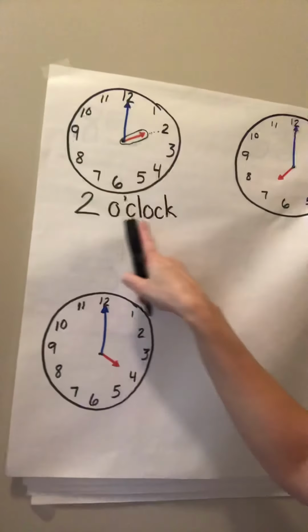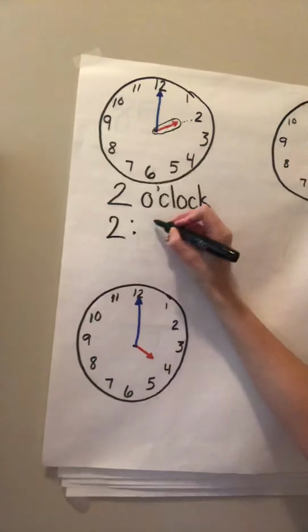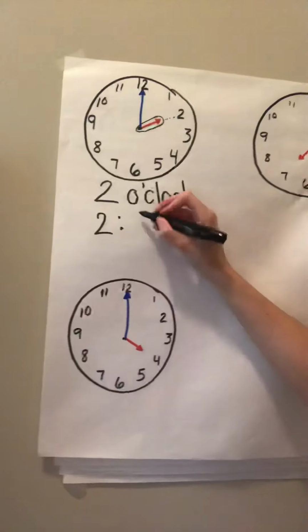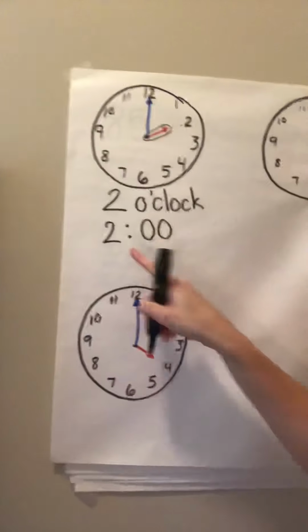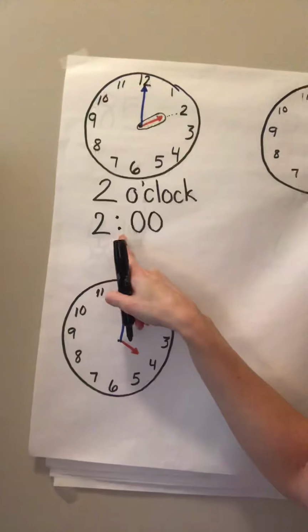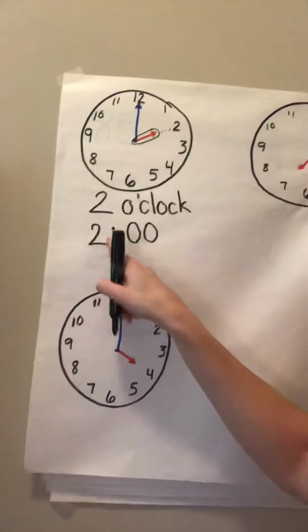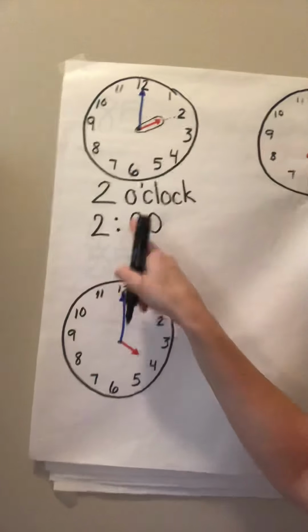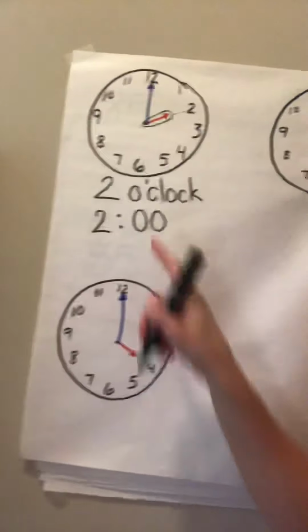Now if I don't want to write out the words, you can also do it like the digital clock. 2, and then for the o'clock, you put your 00. Now you cannot forget your symbol here. This separates our hour from our minute. So our hour goes first on this side, minute goes on this side, so you cannot forget this.